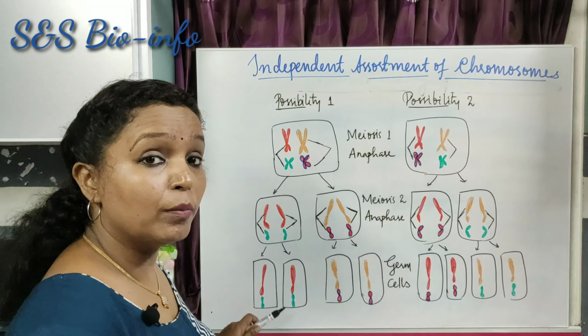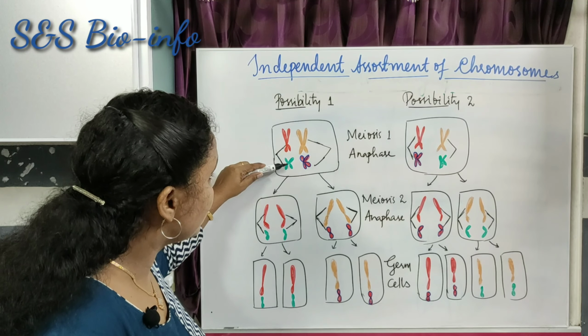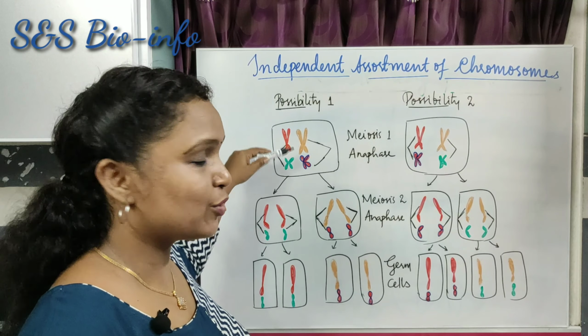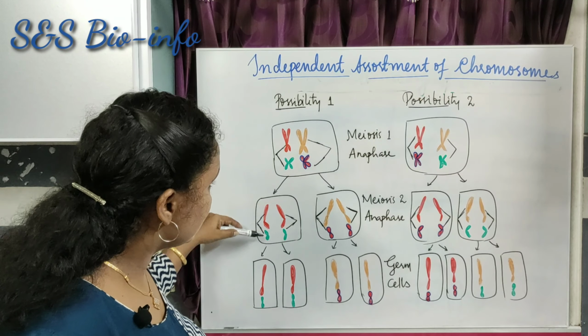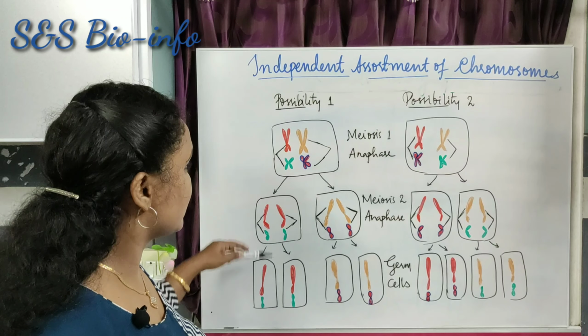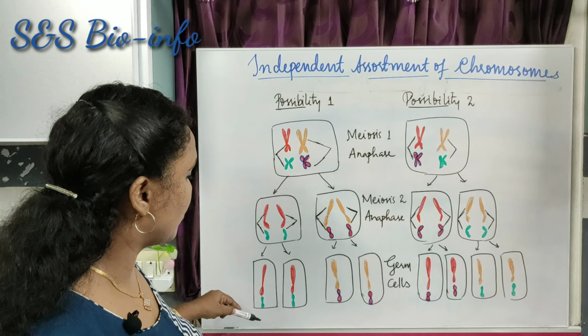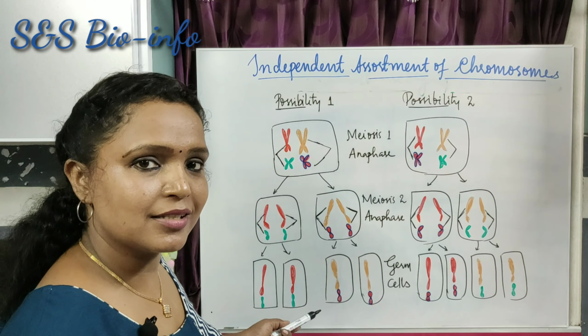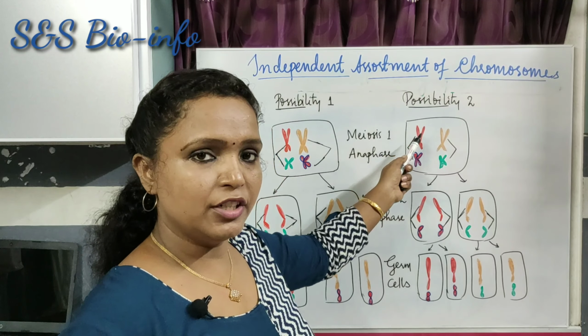Here you can see the combination of the long chromosome and short chromosome. For easy identification, I have drawn the long chromosome and short chromosome. See this, that results in the haploid set of chromosomes in the daughter cells. So the diploid set, then the haploid set. Then 2 pairs, 1 pair. That is meiosis.